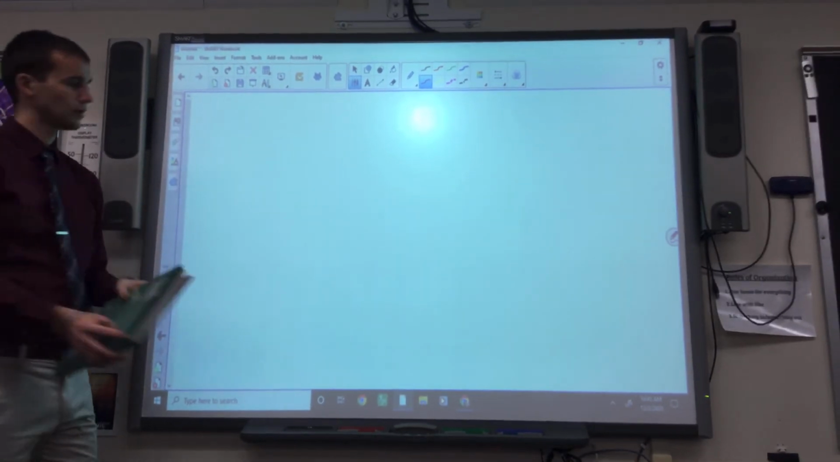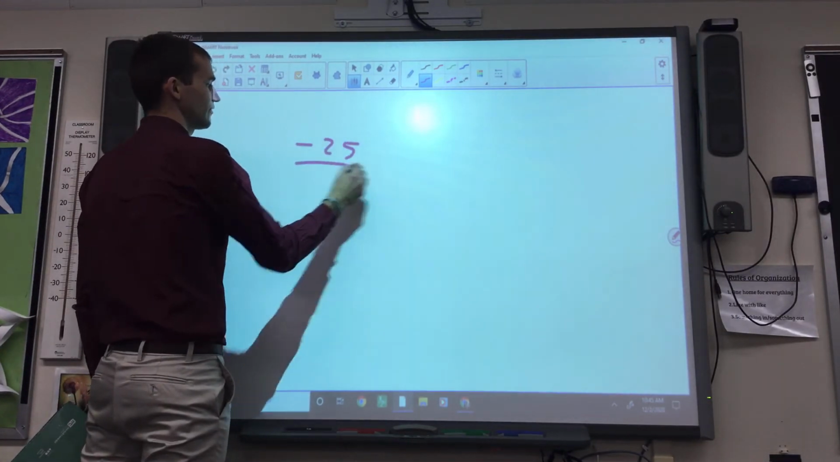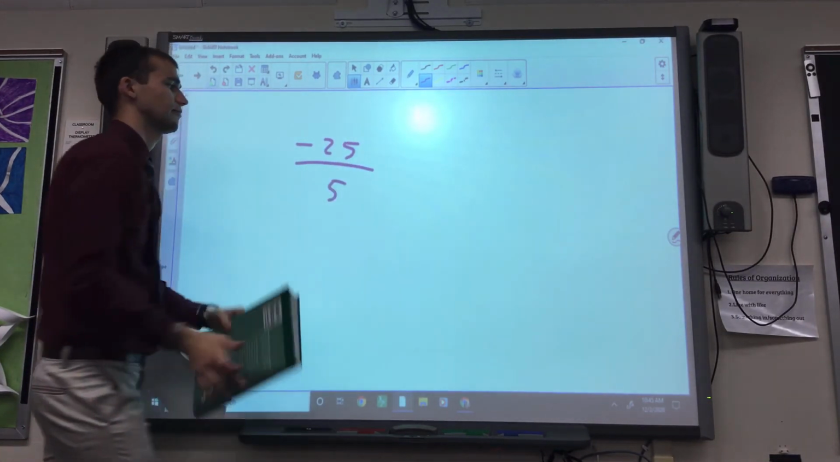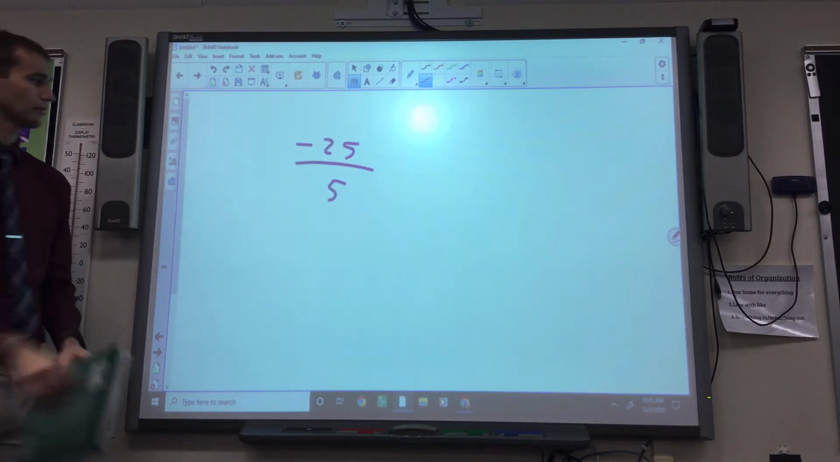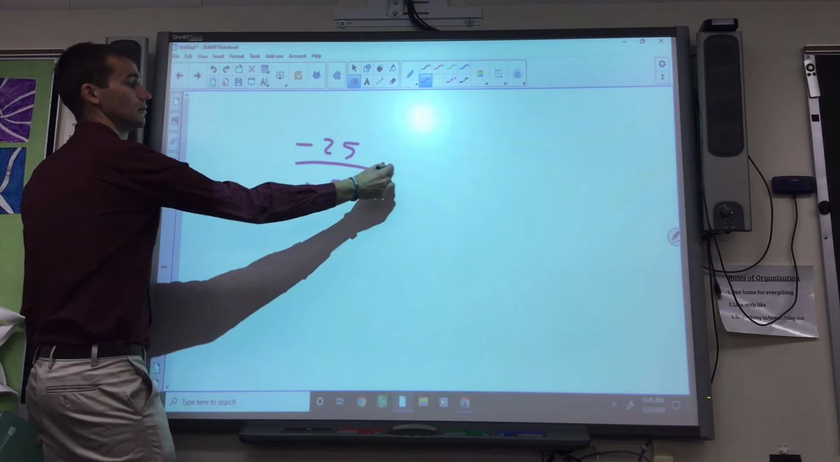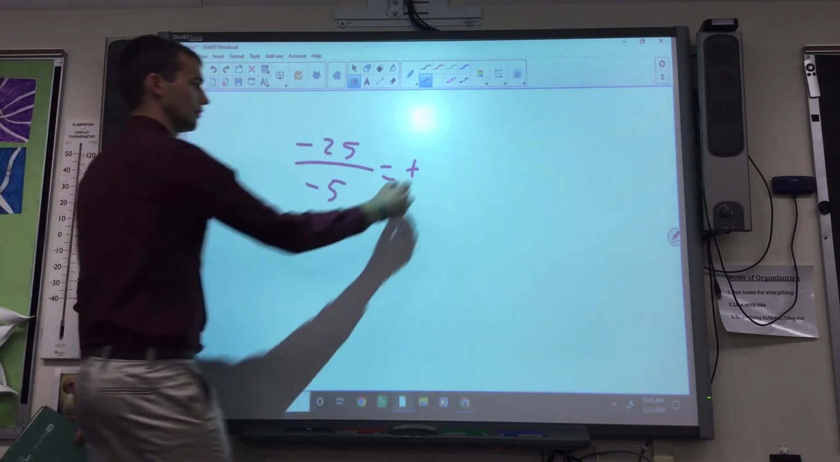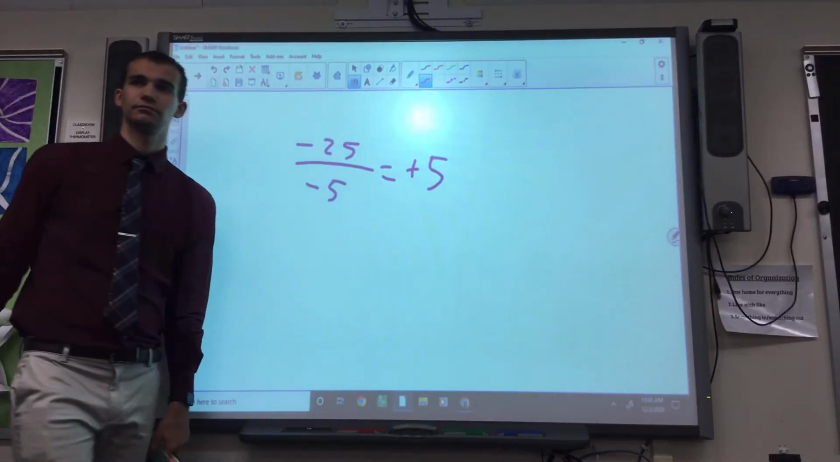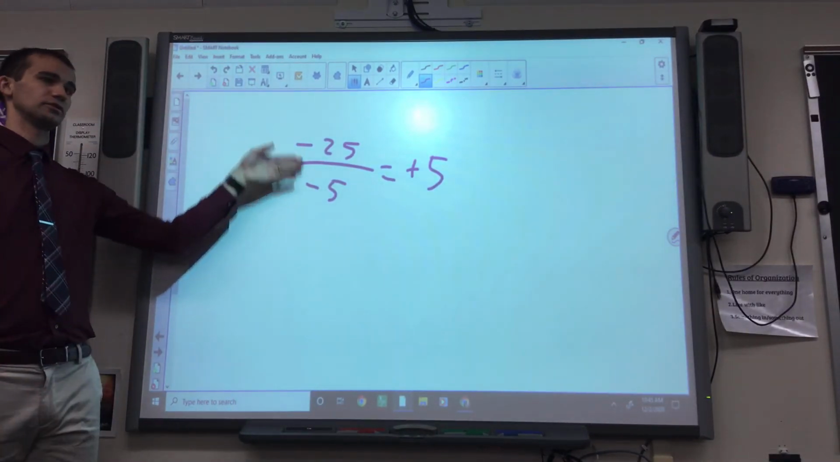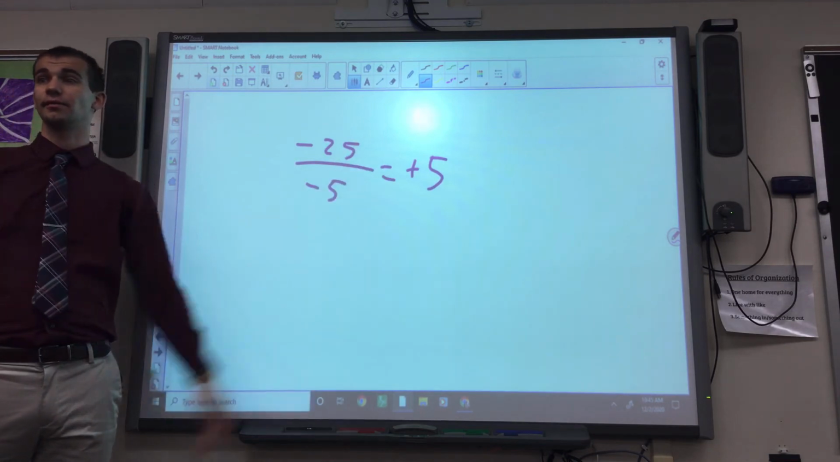You have negative 25. They said divided by 5, but I'm going to say divided by -5 this way. I find it easier to understand it that way. You have a negative divided by a negative, you're going to get a positive. 25 divided by 5 is 5. So that same trick: see whether your answer is going to be positive or negative. It's going to be positive because negative divided by negative is a positive.